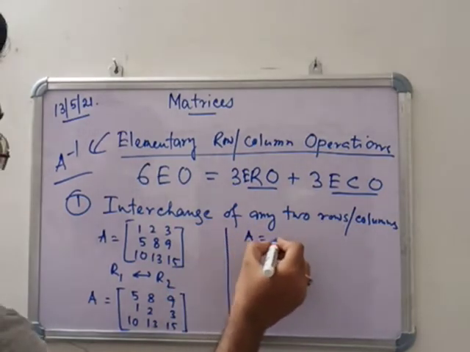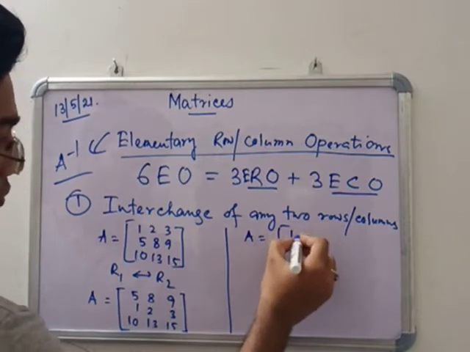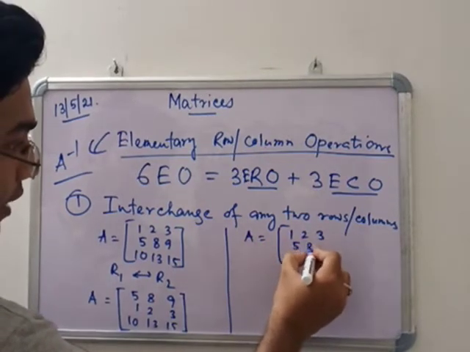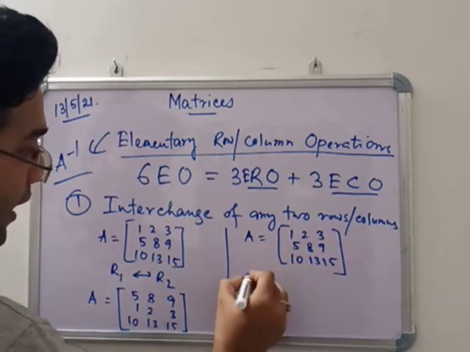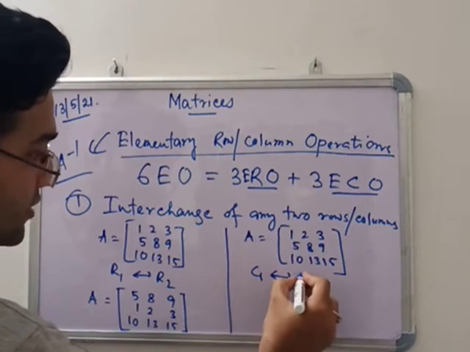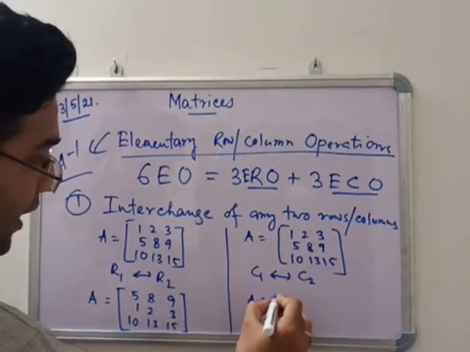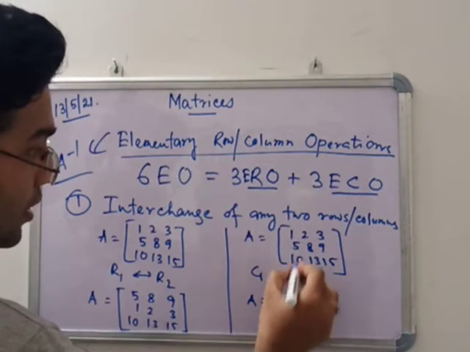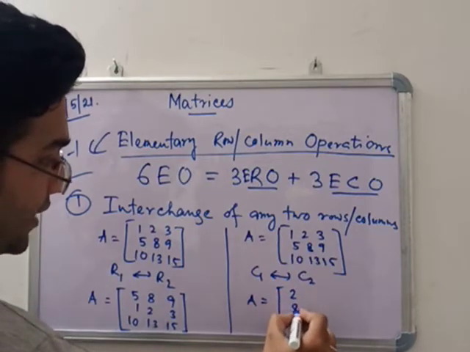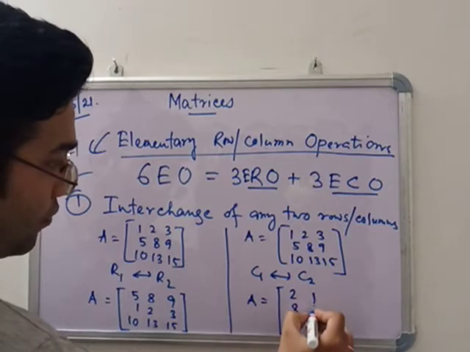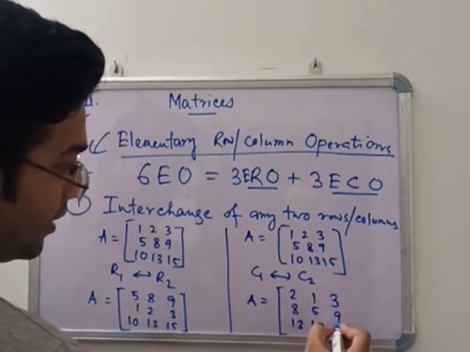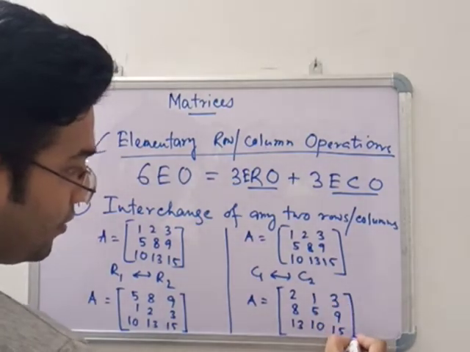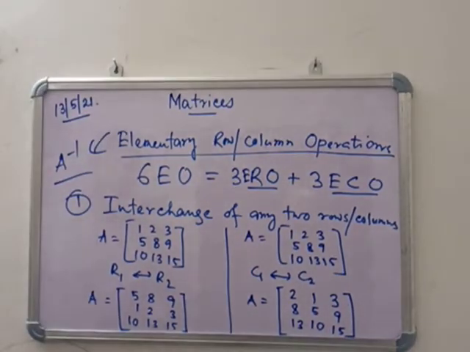Otherwise, if A equals to 1, 2, 3, 5, 8, 9, 10, 13, 15 and you are using C1 interchanging with C2, that means A equals to 2, 8, 13, 1, 5, 10, 3, 9, 15. So these are the changes.